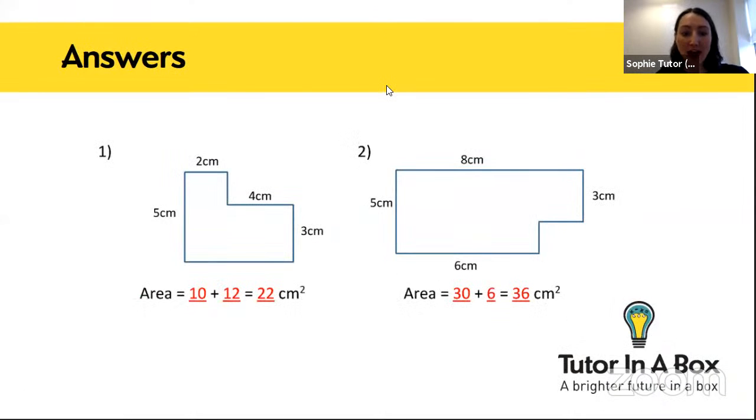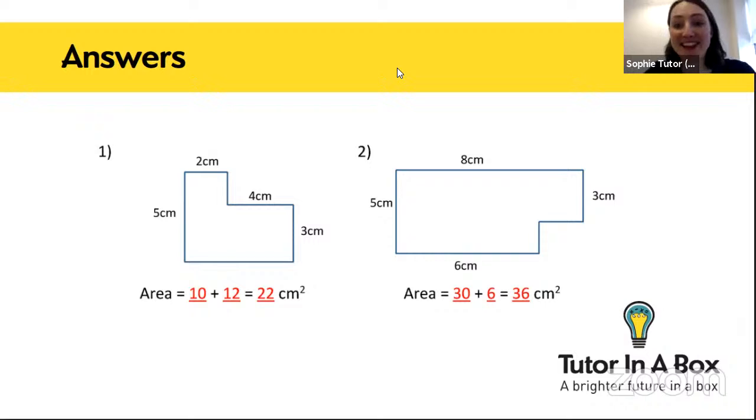So to go back to the screen here, you can see that the area is exactly what we got: 22 centimeters squared for the first one and 36 centimeters squared for the second one. And can you just give me a raised hand if that makes sense? Raised hand. Good. Okay, perfect.